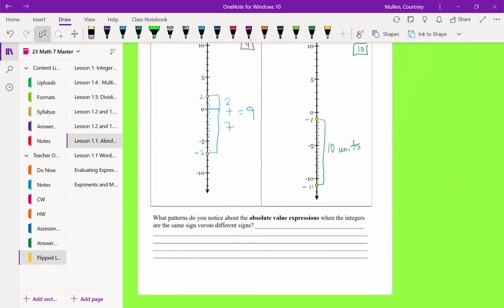What patterns do you notice about the absolute value expressions when the integers are on the same side of 0 versus opposite sides of 0? I want you to think about that critically and write down a couple sentences describing your observation. Bring that to class tomorrow and we will discuss. See you next time.